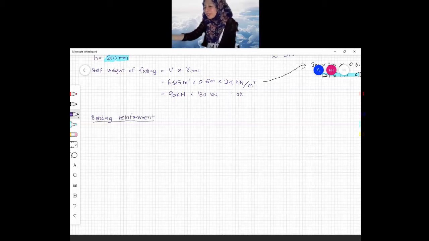Bending reinforcement. Okay, so we are now in the bending reinforcement part. As usual, we need to calculate the ultimate load. Earlier we calculated the serviceability load. So this time we calculate the ultimate load, which is W. So 1.4 Gk.